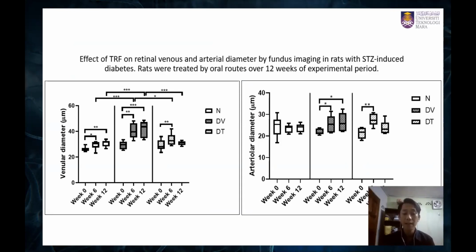Whereas for retinal arteries, larger diameter was seen in DV and DT at week 6 and 12 compared to corresponding baseline.